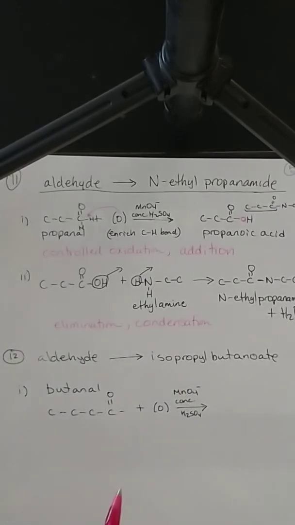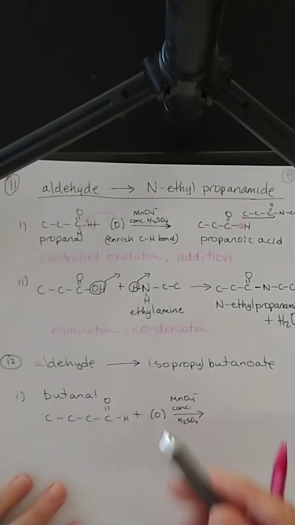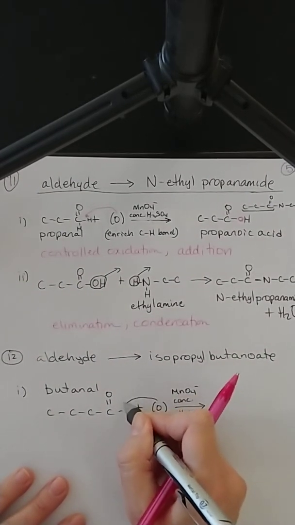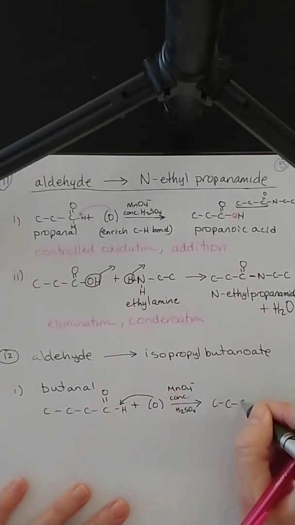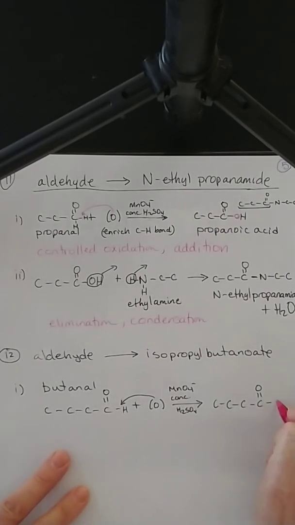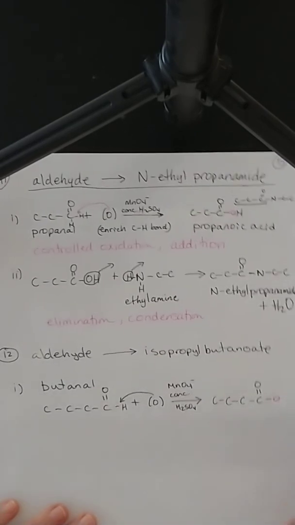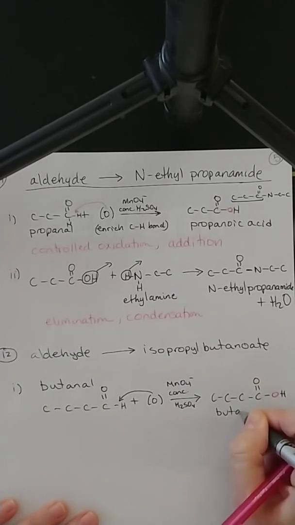And so what we're going to do here is, this is an H. We're going to take some of that O and we're going to insert it in there. So on the other side, we will make our butanoic acid. That's where my O goes, and my H. So now I have butanoic acid.